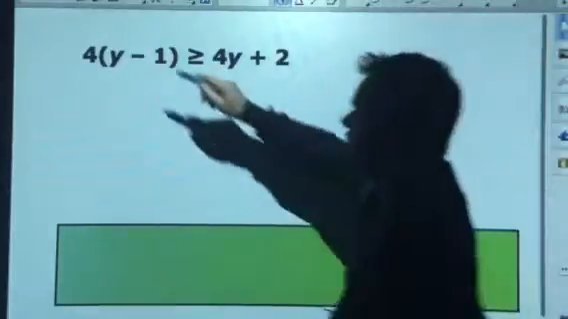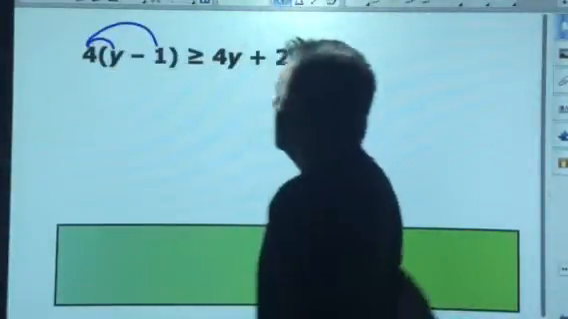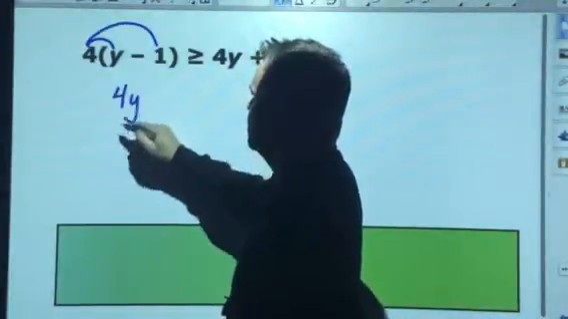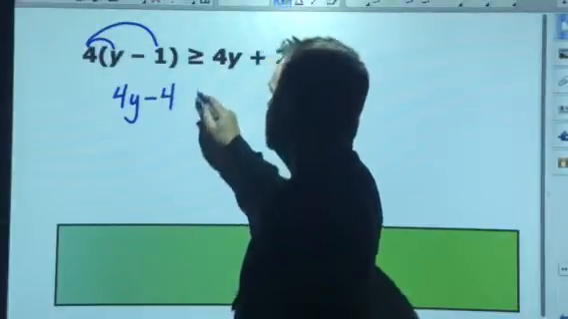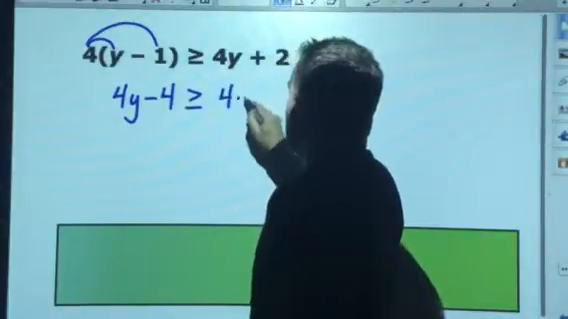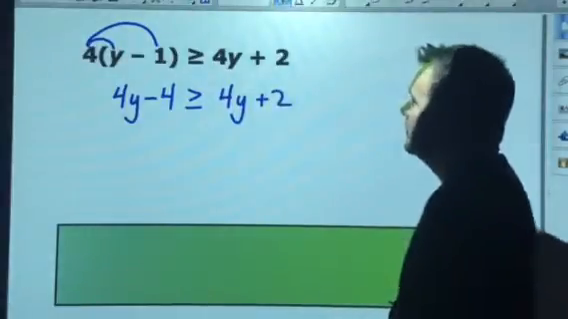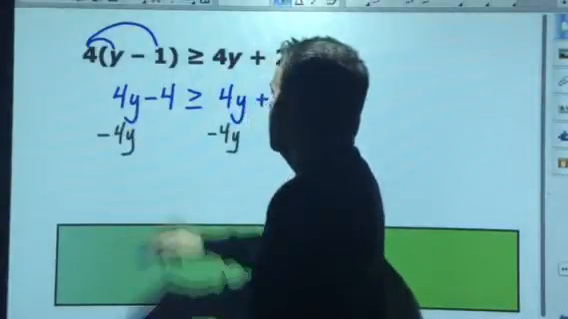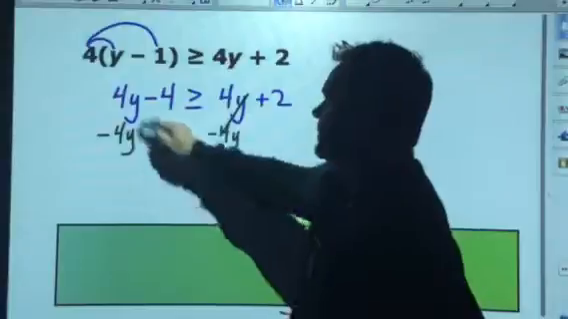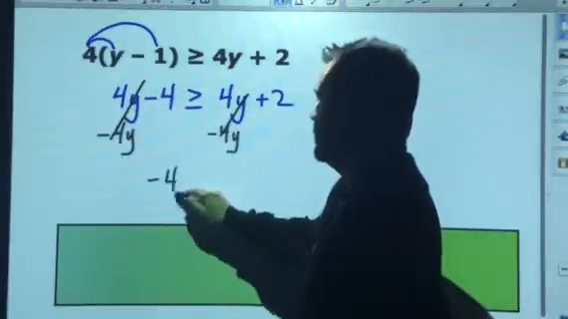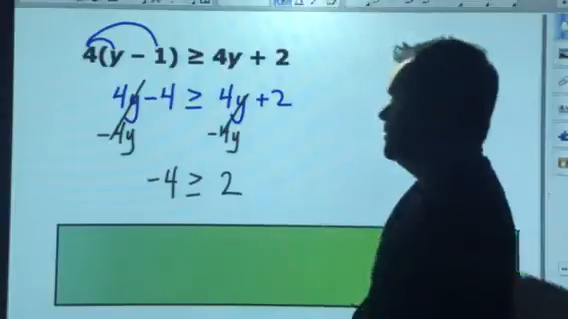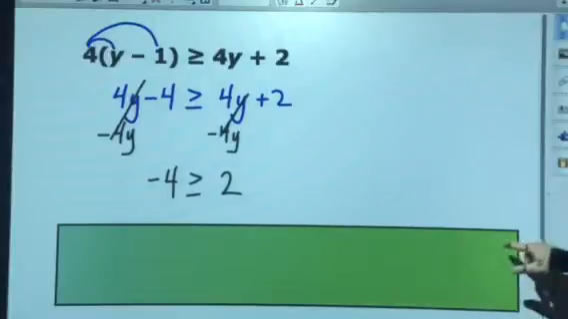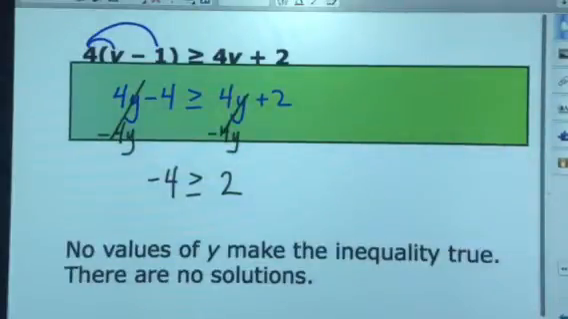Okay, again, we need to simplify first before we solve it. So 4 times y is 4y. Okay, minus 4. Is that greater than or equal to 4y plus 2? So I'm going to subtract 4y from each side to combine like terms. Those will cancel out. Okay, is -4 greater than or equal to 2? Okay, and the answer is no. So this is another example of a contradiction. There are no solutions that will make this true.